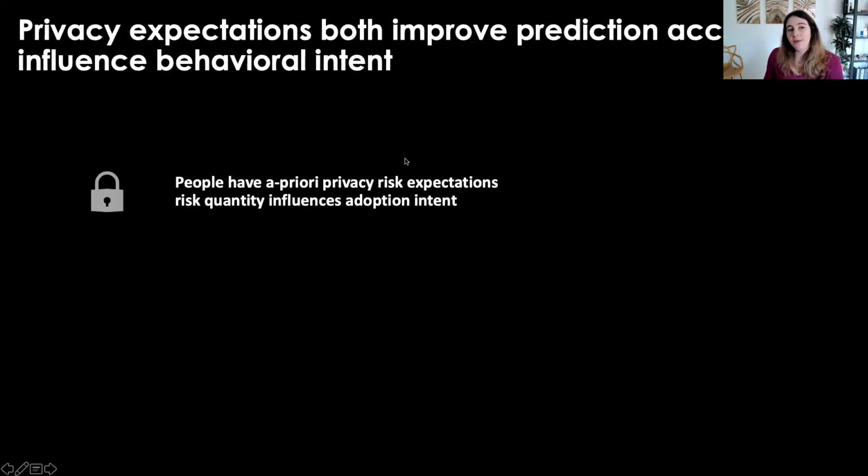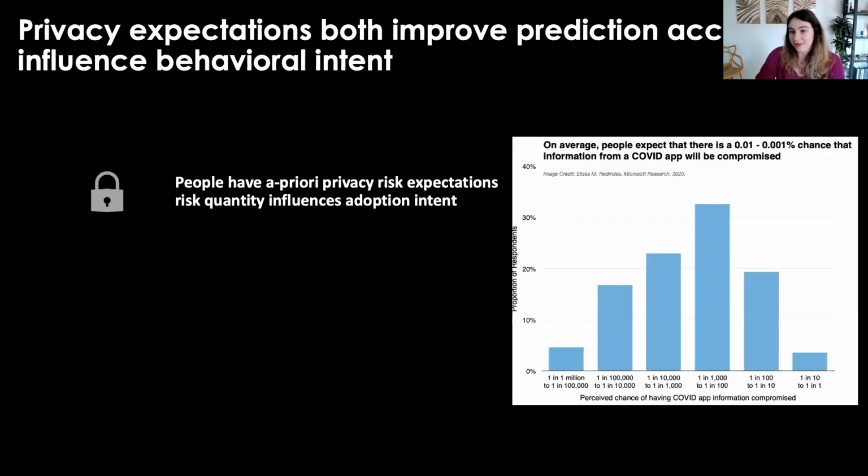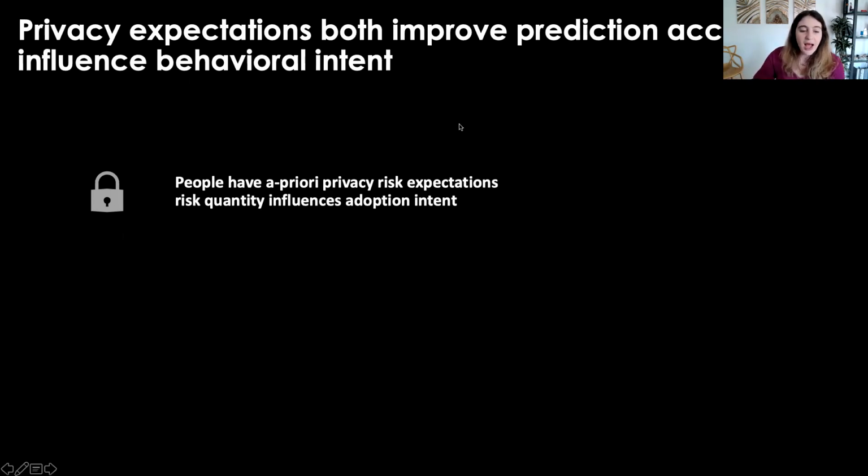Okay. What about those privacy expectations? What we find is that people did have a priori risk expectations. So on average, they thought there was kind of a 0.01 to 0.001% chance that information from a COVID app would be compromised in the next year. This is a little bit higher than prior experiments looking at their perception of like the risk that their bank account would be hacked. So they thought this was a little bit less secure.